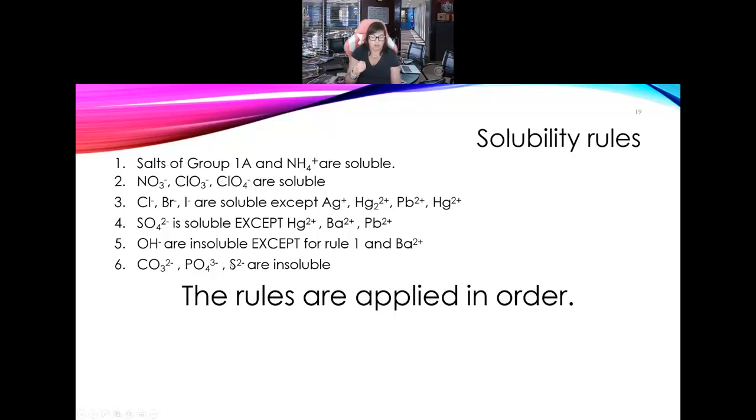We take each compound and look at, is this soluble based on these rules? And if you find it soluble in one, it doesn't matter that it's listed as insoluble later because you've already applied the first one. Okay? So those are the rules that we have. So I want to talk about, let's do some predictions.